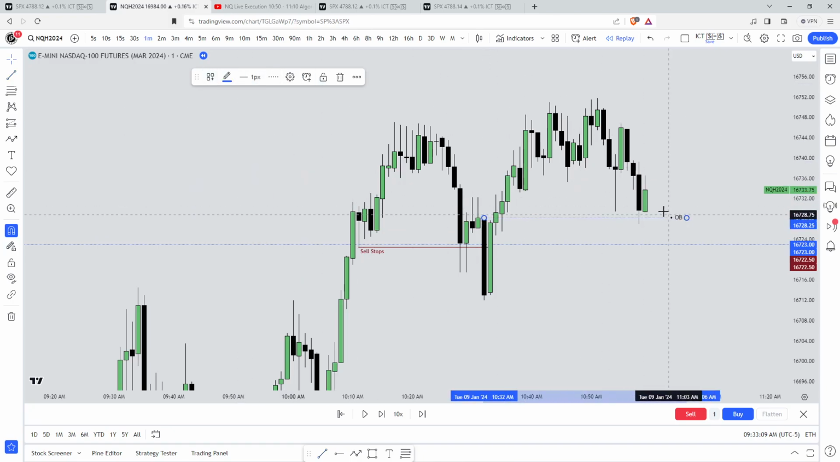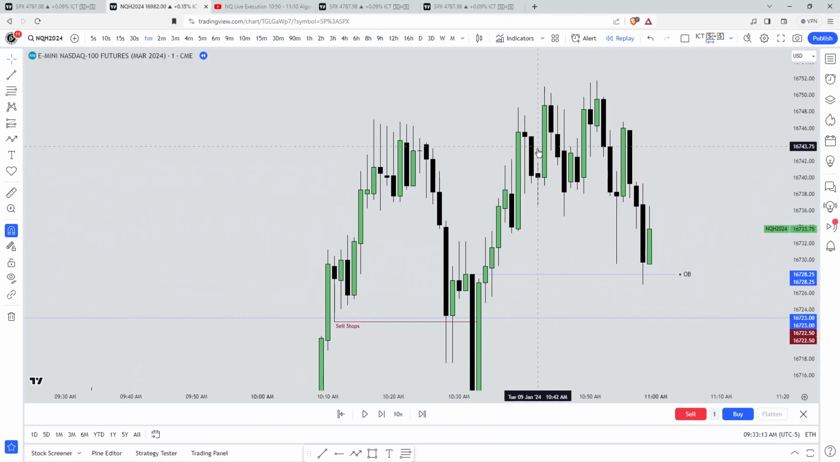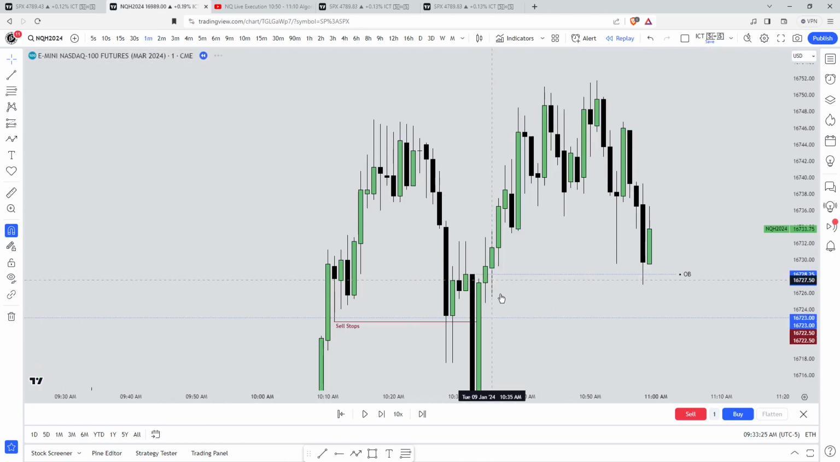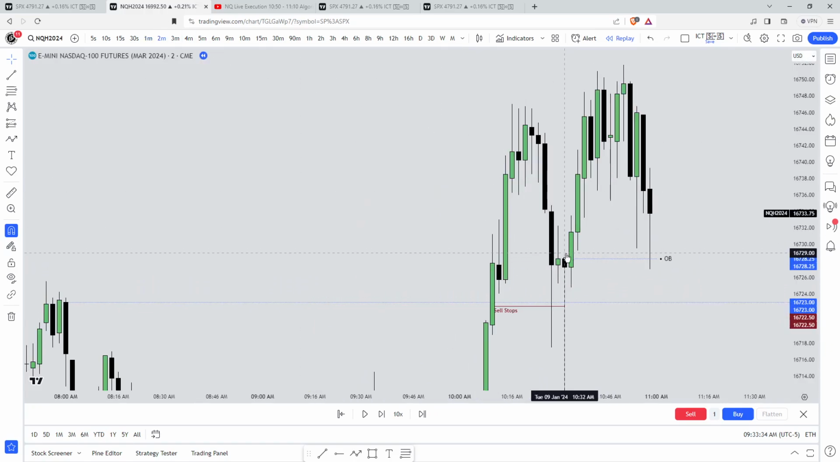If you study my entry as well, you'll notice that I got in somewhere over here, using the same idea. Price created a change in the state of delivery, fair value gap right there. If you look on a 2-minute, it created a fair value gap right after the order block. Sometimes if I'm looking at a 1-minute time frame and it doesn't create the change in the state of delivery or the fair value gap right after it, I'll go to a different time frame, because here it did.